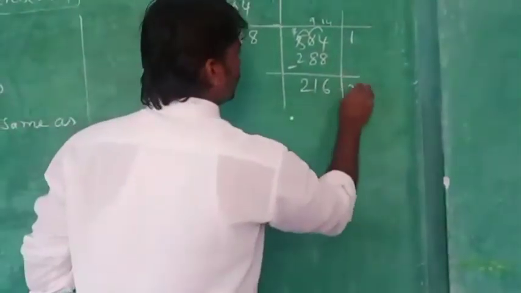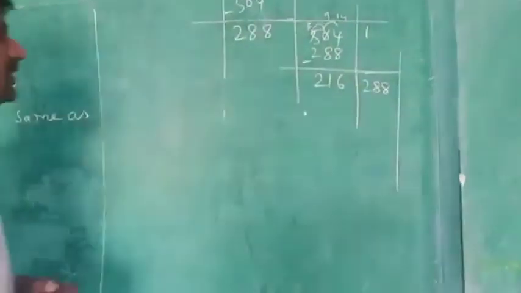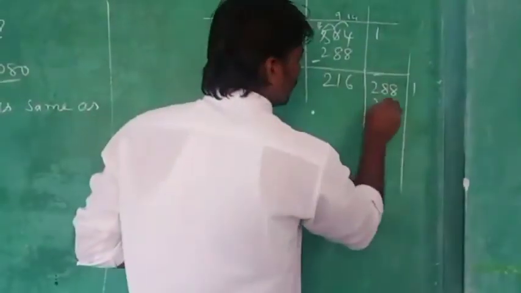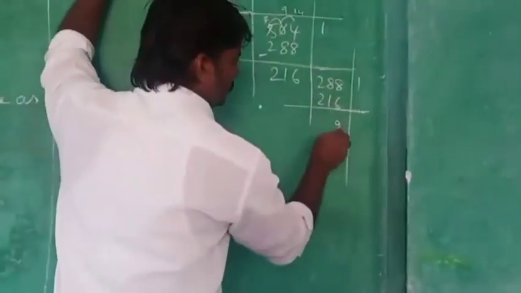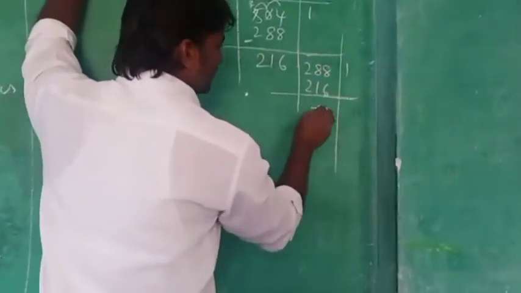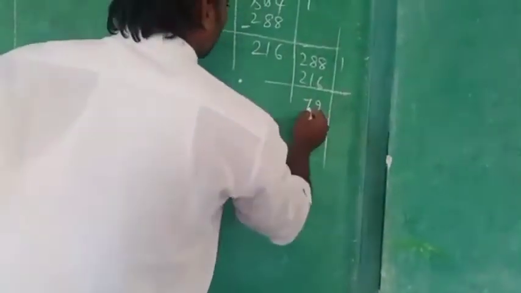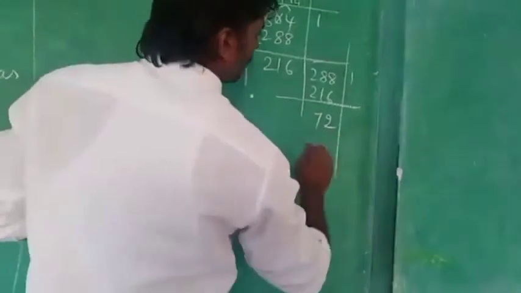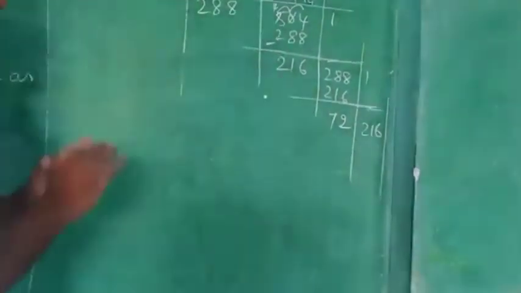Again, we should take 288. Again, we should continue division. What happens here? 216 ones are 216. What's remaining here? 8 minus 6 is 2. 8 minus 1 is 7. Now again, what to do here? 272. Continuing 72. 216. Again 72 table.